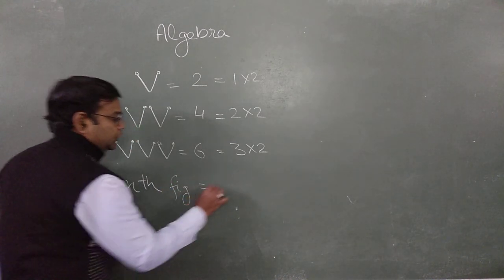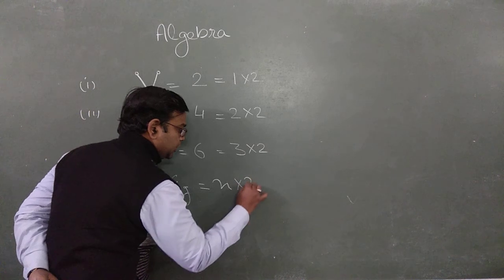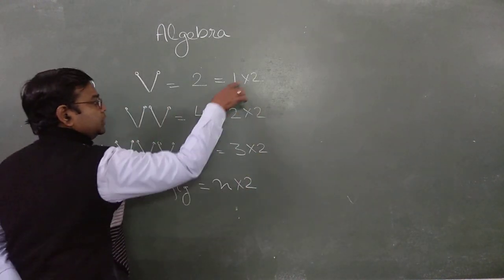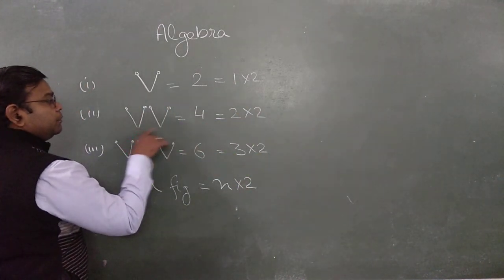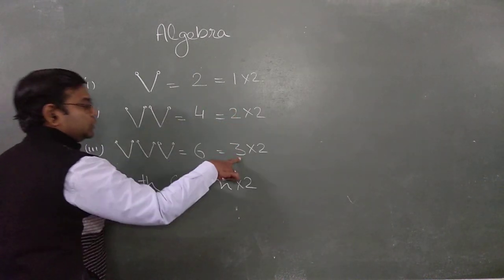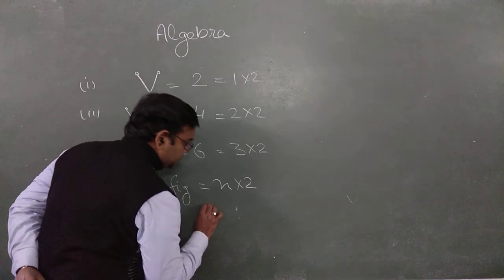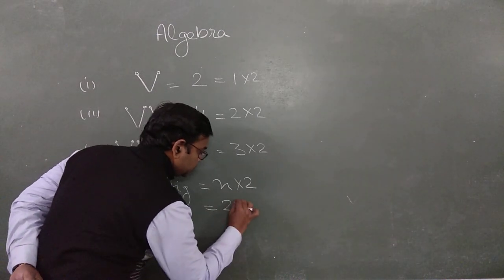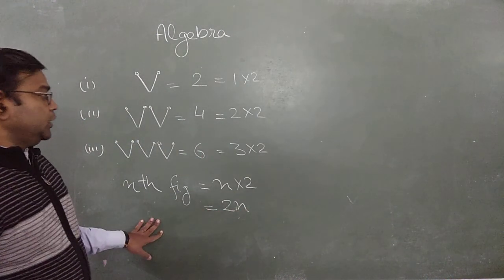what can we write? The number of the figure, n, into that constant. This is your constant, this is a variable, because it is always changing depending upon the condition. For the first figure it's 1, second figure 2, third figure 3, nth figure it's n. So the general term is n into 2, that is 2n. Likewise, this is the 2n.